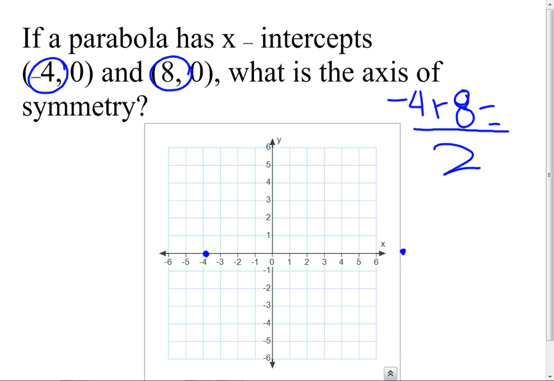Okay, Cole, help him out. What's -4 plus 8? -4 plus 8 is 4. Divided by 2 is 2. Okay, so now you're going to graph the axis of symmetry. We're not going to get the vertex. Are we supposed to graph this? Yeah, I think it's good to sketch it. How can you graph something that doesn't have a graph? You make the graph.